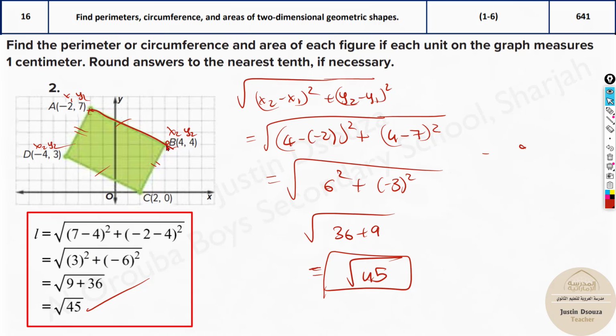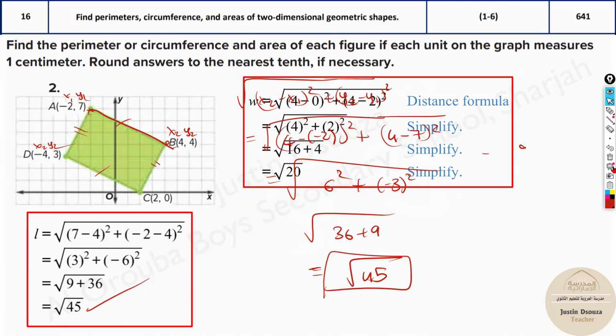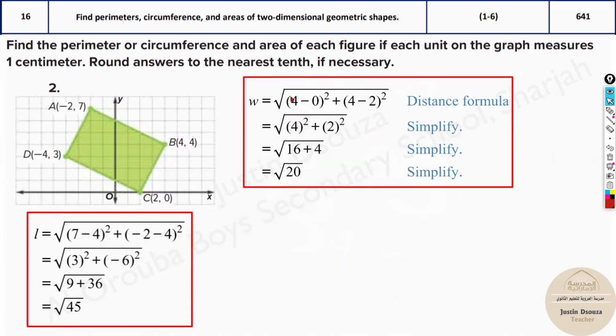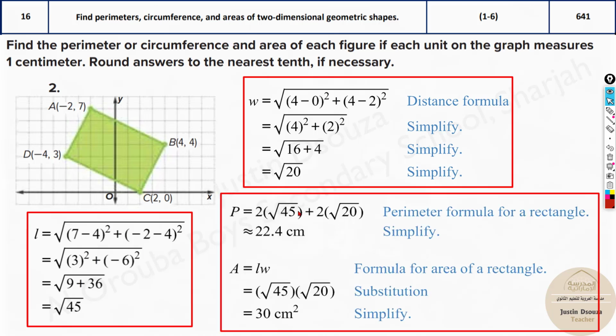After this length, we can do width. We can select any of these 2 sides and solve it up. Here you can see it is 4 and 4. This is considered, and 0 and 2. These 2 points are considered. And the width is found out. It's root 20. And then when you put it, add the sums over here.